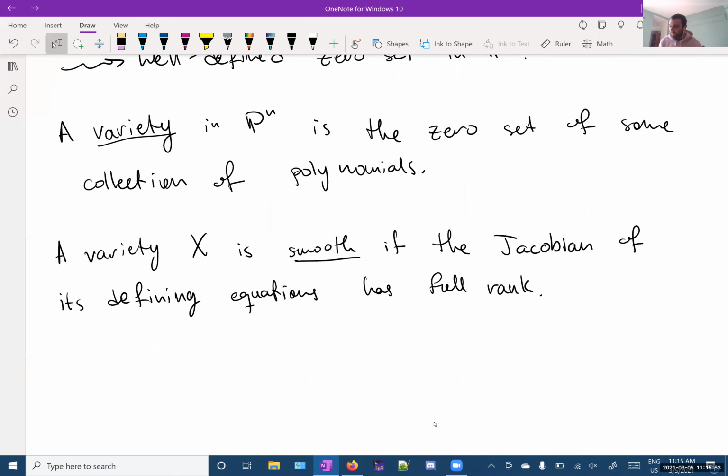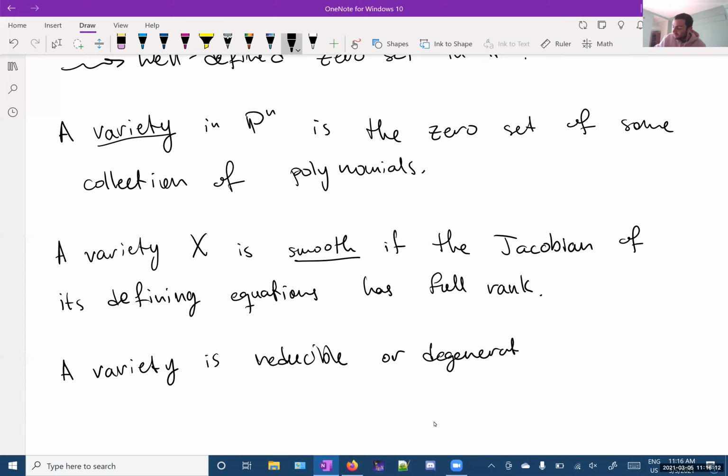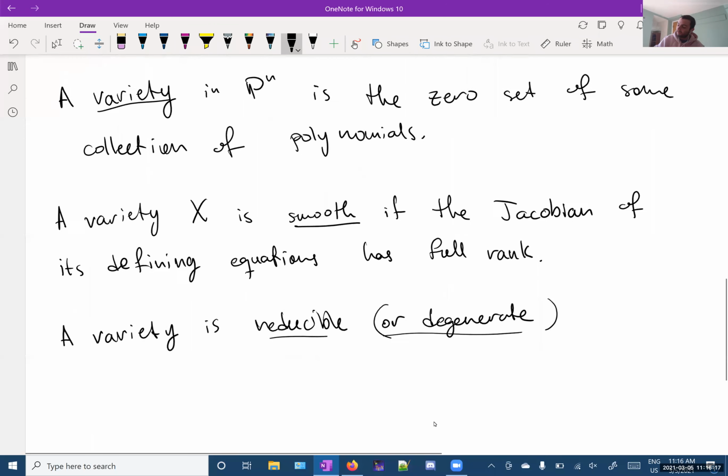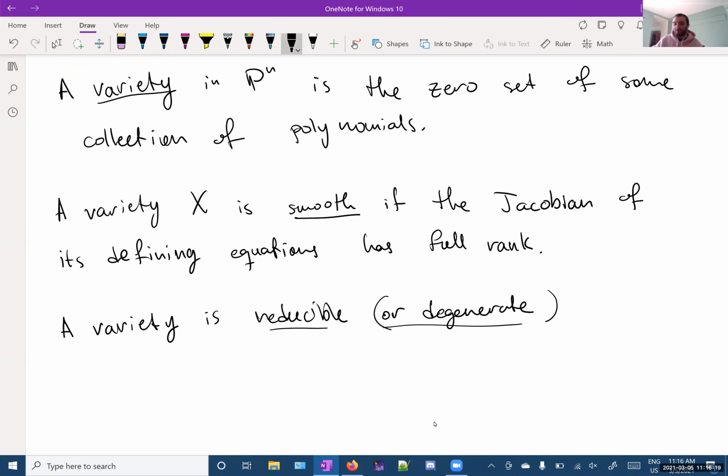Okay. So now I want to talk about degenerate varieties or reducible varieties. Okay, so a variety is reducible or degenerate. I'm going to use either terminology here. It is reducible if it reduces as a union of subvarieties. And I'll give some examples.